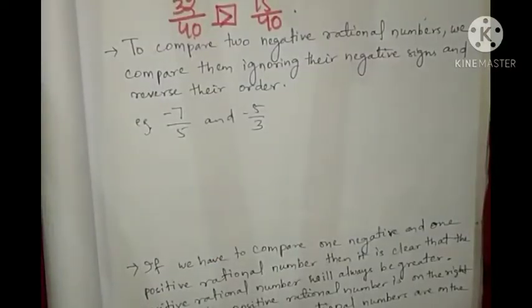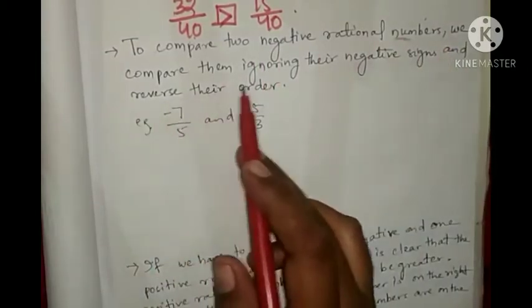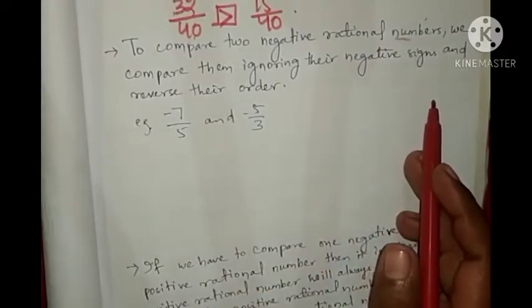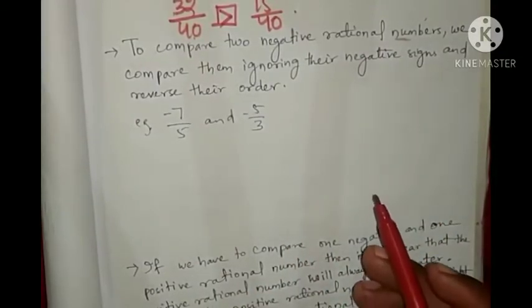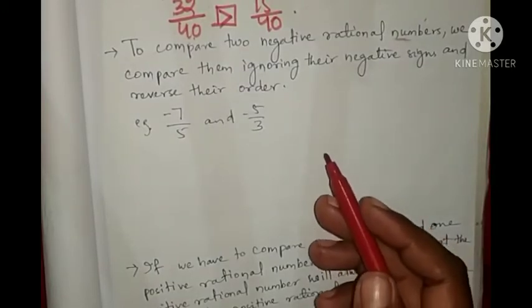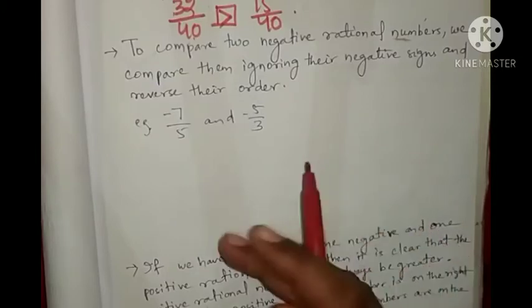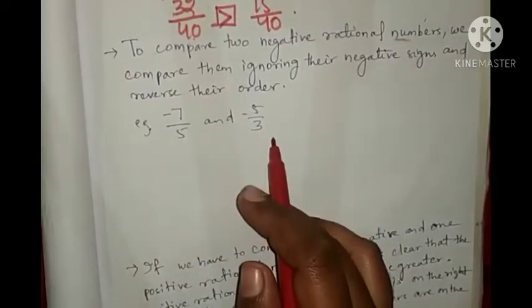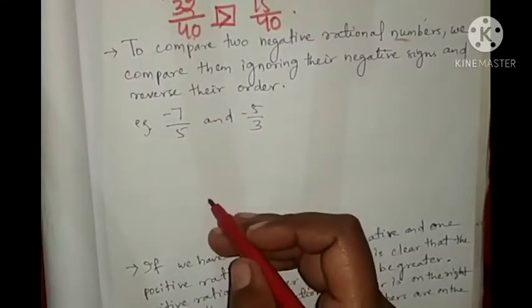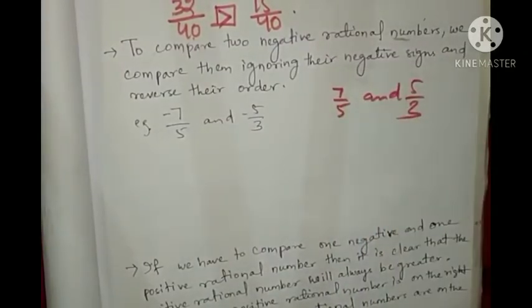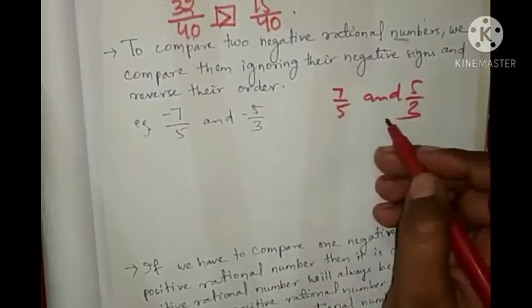Next, to compare two negative rational numbers, we compare them ignoring their negative signs and reverse their order. First we compare them ignoring the negatives, meaning without the negative sign, then we reverse the order. So -7/5 and -5/3. First we compare 7/5 and 5/3. Here there is no negative sign. For this we will find the LCM.